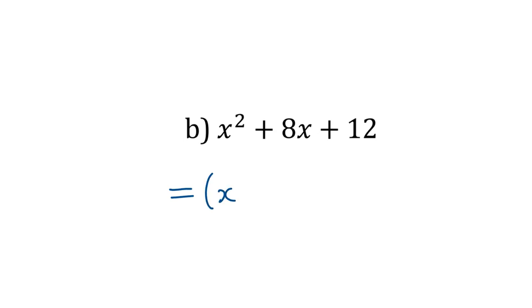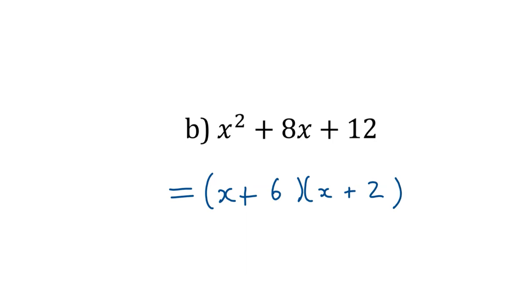So again, recognizing what type of question this is. I know the answer is going to look like that. Now I just have to find the numbers. Two numbers that add to 8, multiply to 12. Easy one so far because there's no negatives. 6 and 2. x plus 6, x plus 2.